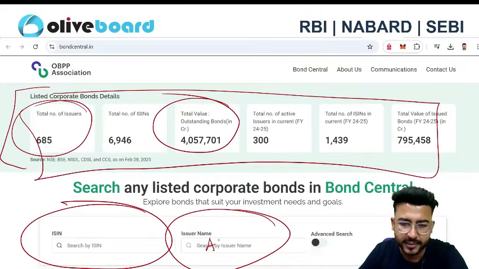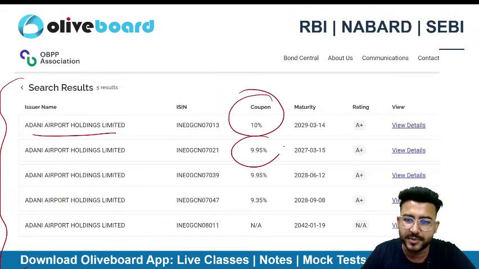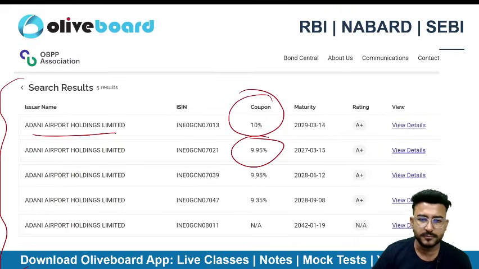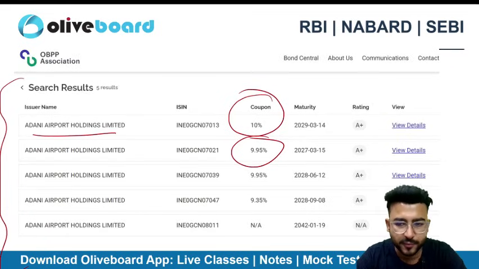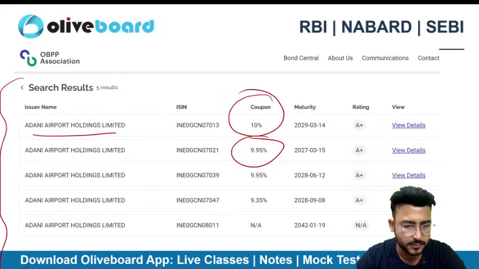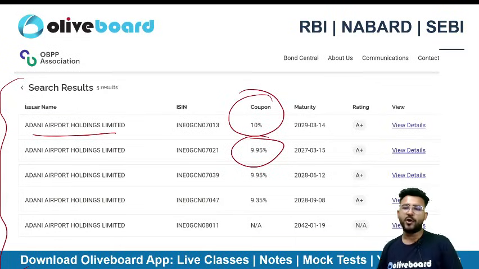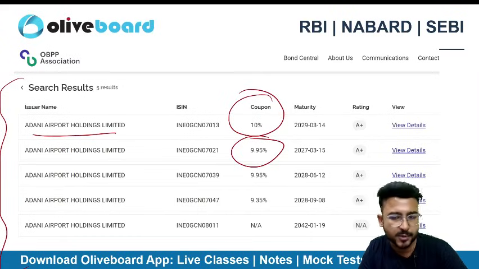I have tried typing Adani here, and I got results like Adani Airport Holdings Limited, which is giving me a coupon rate of 10%. What is a coupon rate, guys? In case of a bond, what is a coupon rate? What do you mean by coupon? The rate of interest that I'll be getting, right? The rate of interest that I'll be getting, we call it the coupon rate. So if I invest in this bond, I'll be earning a 10% coupon rate.